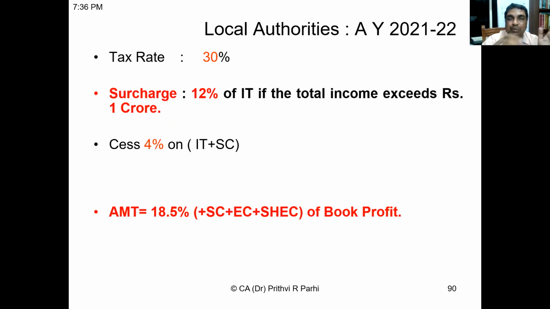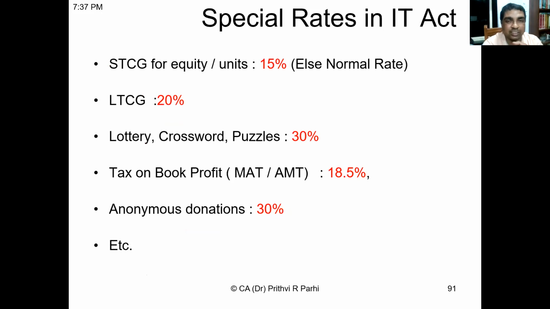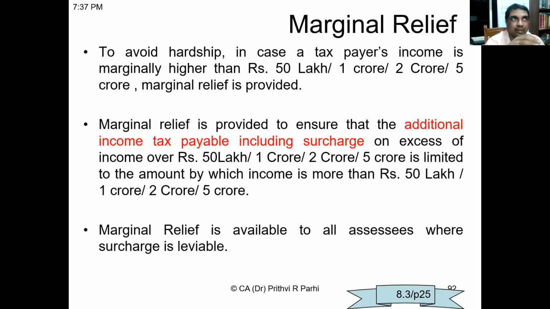Okay, so these are the rates for various assessees. We have discussed various kinds of persons. In addition to that, there are certain special rates which are mentioned in the Income Tax Act itself. It's not there in the budget, it's in the Income Tax Act. For example, long-term capital gain 20%, short-term capital gain for equity units 15%, lottery crossword puzzles 30%, tax on book profit 18.5%, anonymous donation 30%. These are called the special rates. Okay. Understood? Yes. Okay.